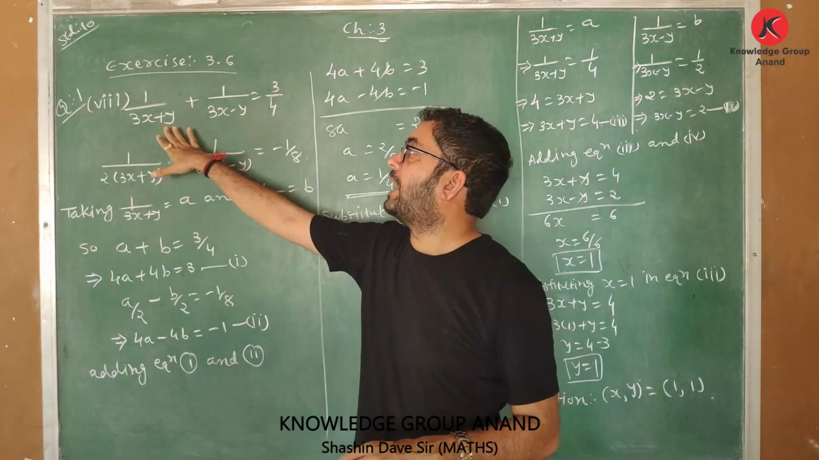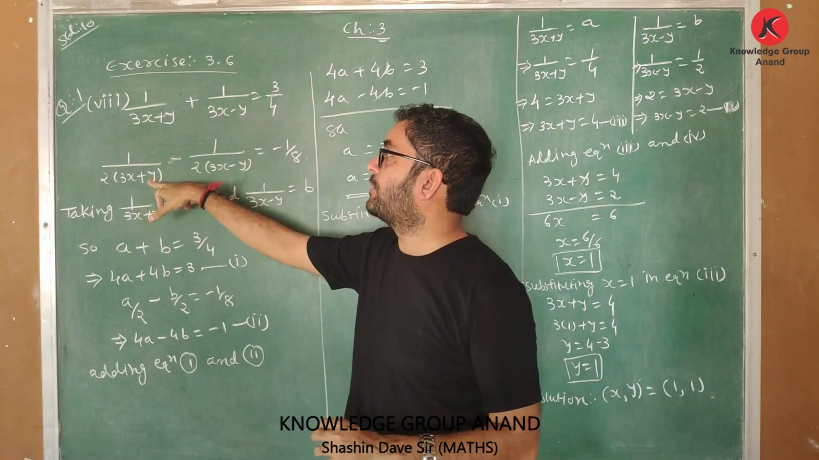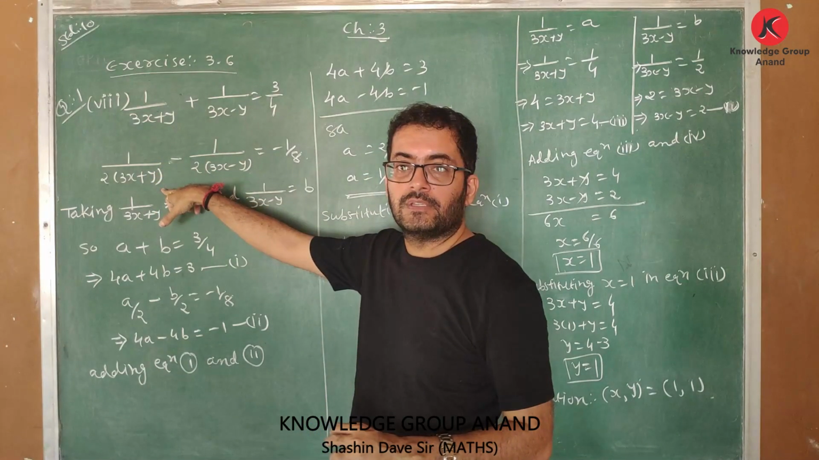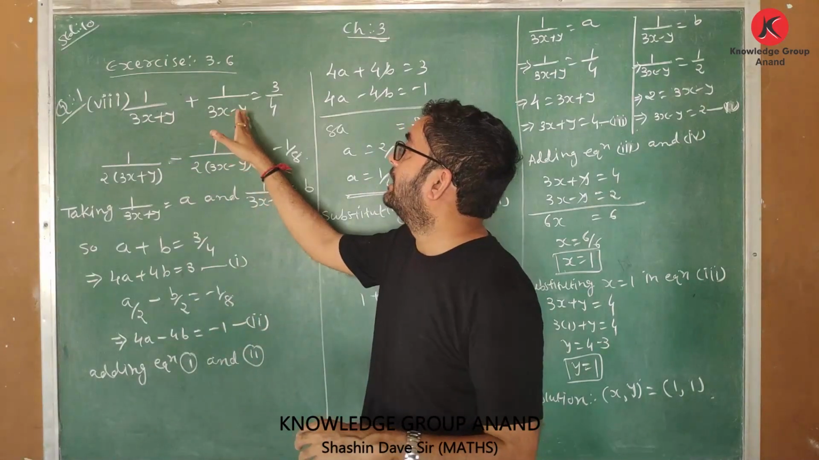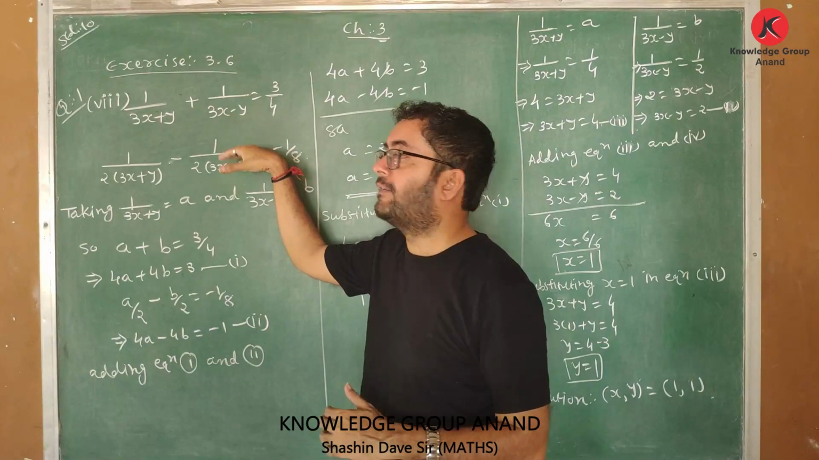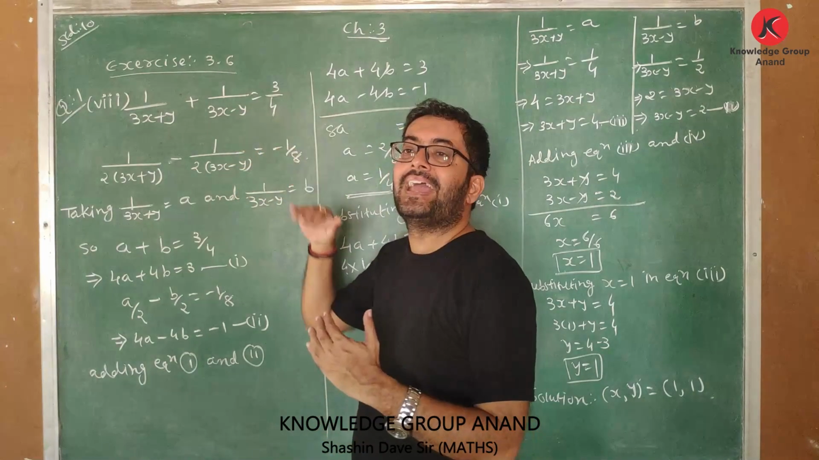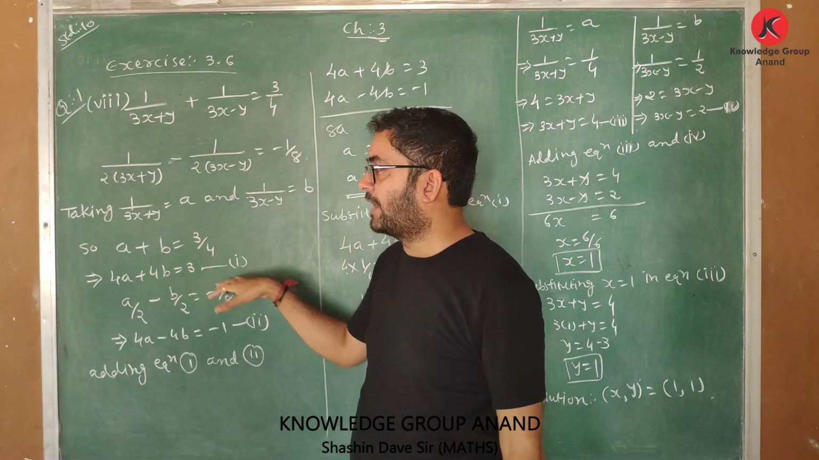So here I will see what is common in both the equations. So 3x plus y is common in denominator in both the equations. So I will take 1 upon 3x plus y as a. In the second term, after the sign, 3x minus y is common. So I will take 1 upon 3x minus y as b. After taking a and b, our equations will look like this.